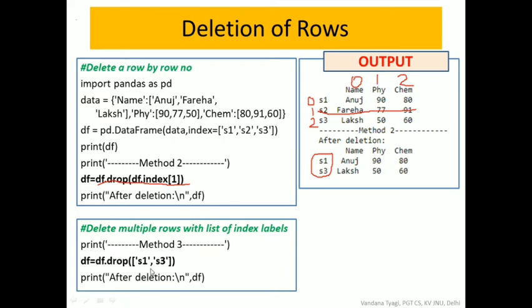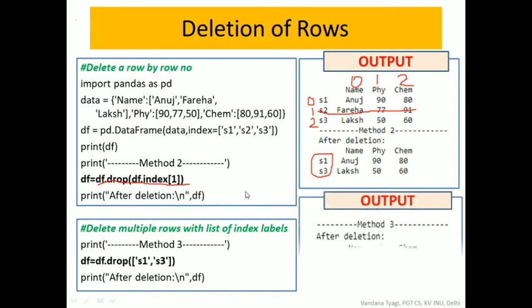Now there is one more method. We can do multiple deletion of rows with the help of drop again. Here we write all those row indexes inside a list. Once you specify the list here, we are dropping S1 and S3. So this S1 and S3 means we are deleting S1 Anuj and S3 Laksh. So only S2 Fareha's record is left. Let's see the output. After deletion we have only S2 Fareha. So these are the different ways to use the drop function.